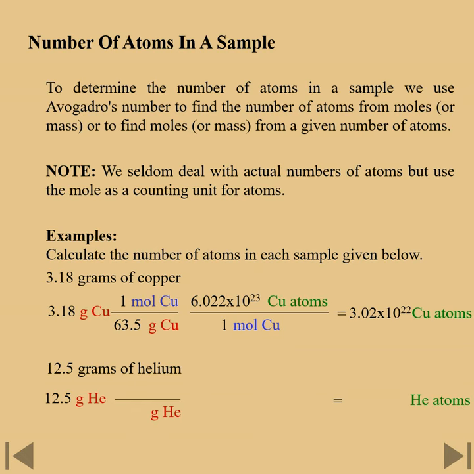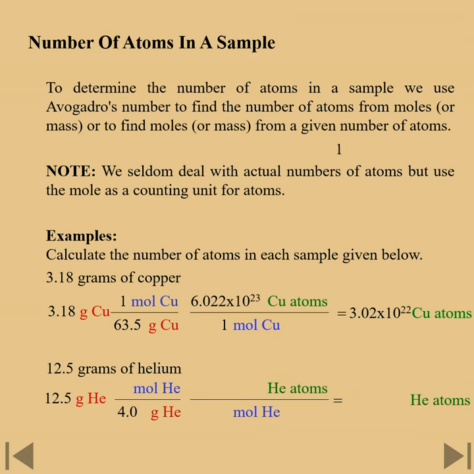Now we ask the big question, can we go from grams of helium to helium atoms? No. How do we get to an actual number of atoms? From moles. So our first move is from grams of helium into moles of helium. Then from moles of helium, we can go to an actual number of helium atoms.